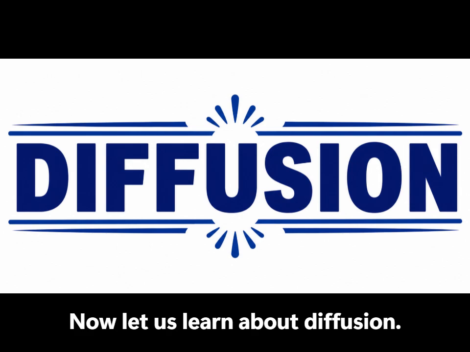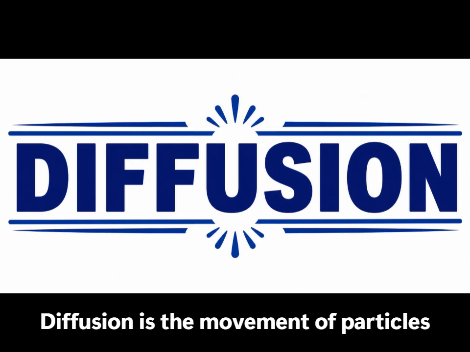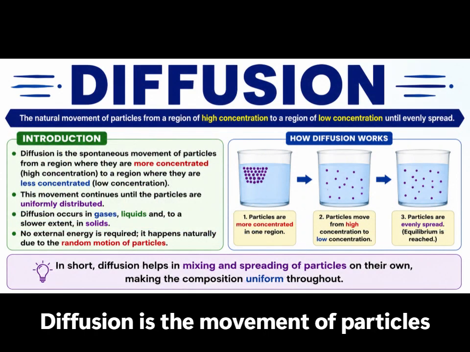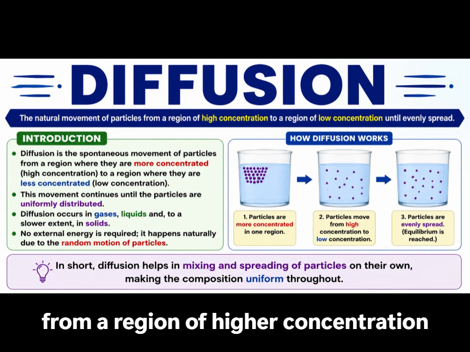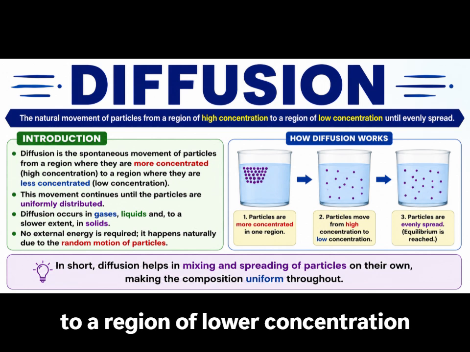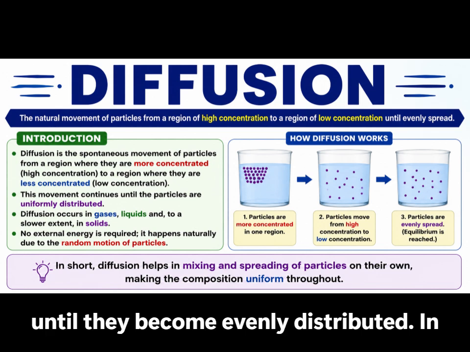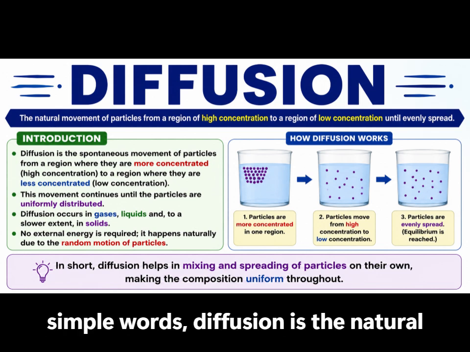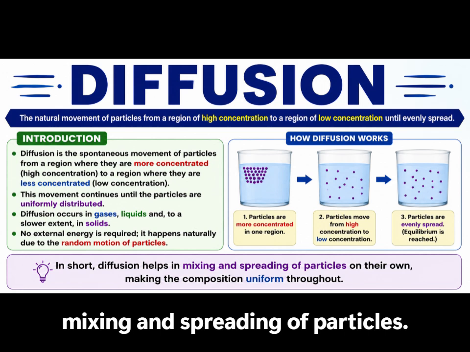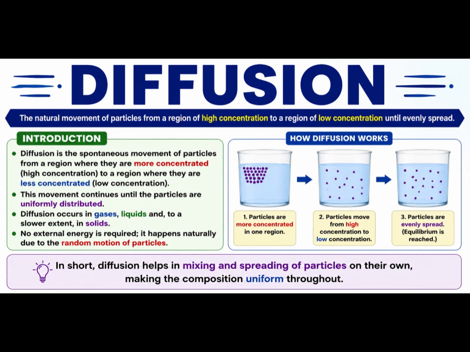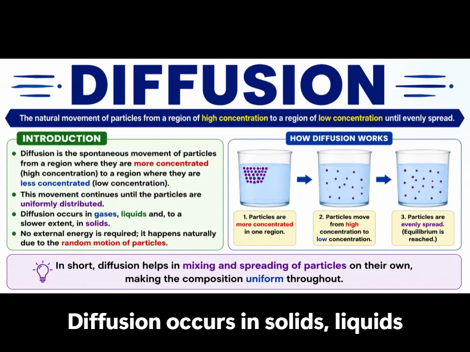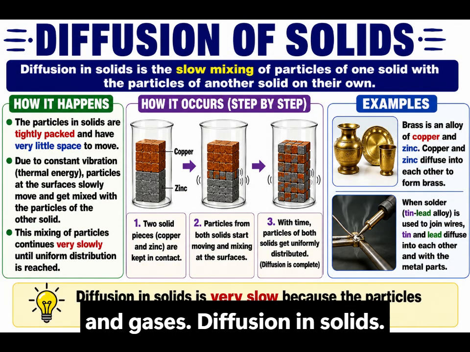Diffusion. Now let us learn about diffusion. Diffusion is the movement of particles from a region of higher concentration to a region of lower concentration until they become evenly distributed. In simple words, diffusion is the natural mixing and spreading of particles. Diffusion occurs in solids, liquids, and gases.